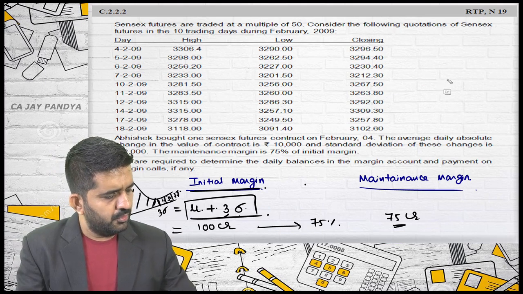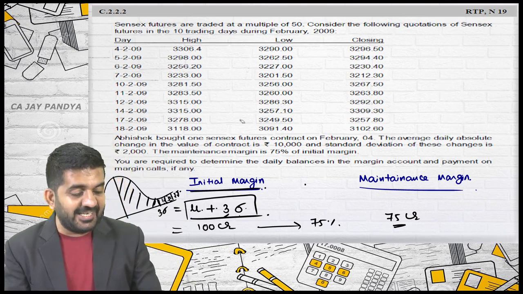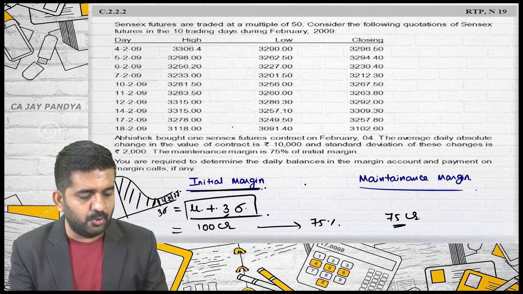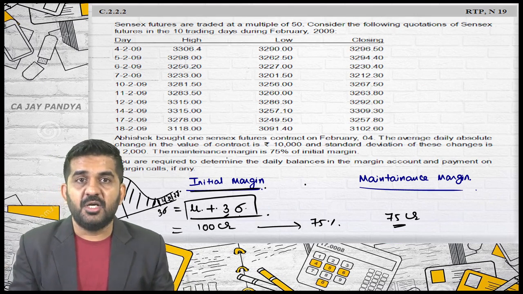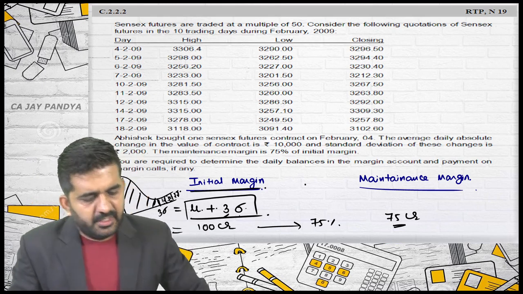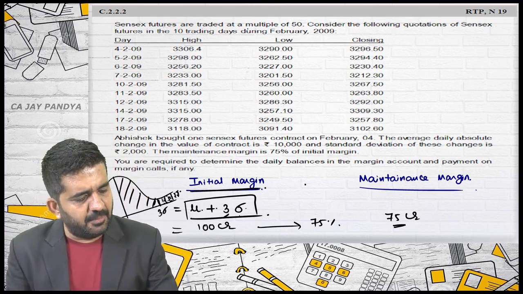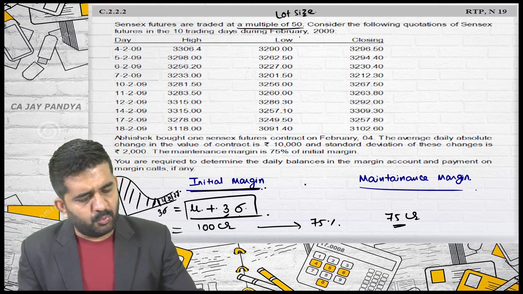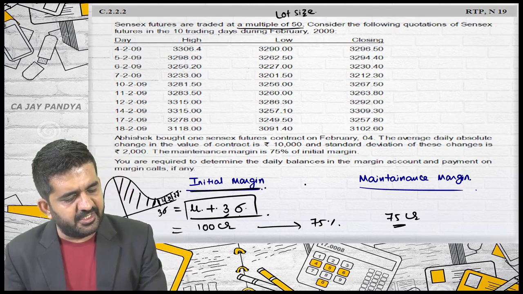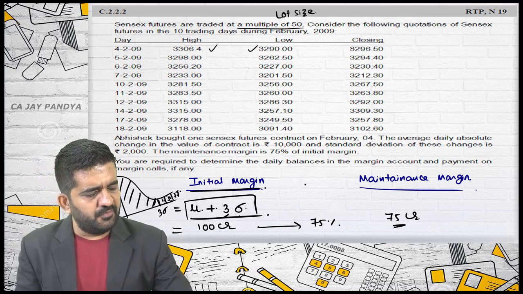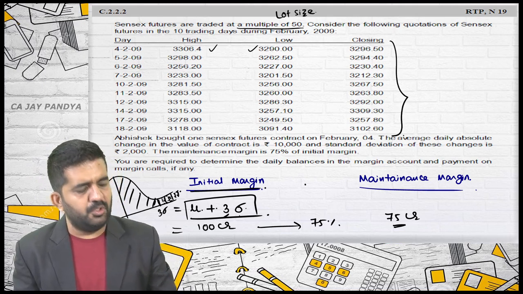As I told you, we are going to do practically this question. Practical trading. Daily our profit and loss will be calculated for this type of question. This is 10 days trading result. Sensex futures are traded at a multiple of 50. This is a lot size. Consider the following quotation of Sensex future in 10 days trading future. So, high and low is not important for us. We will be concentrating only on closing price.